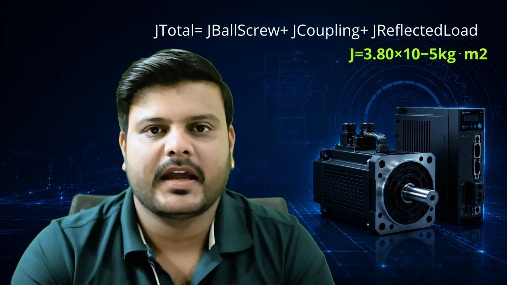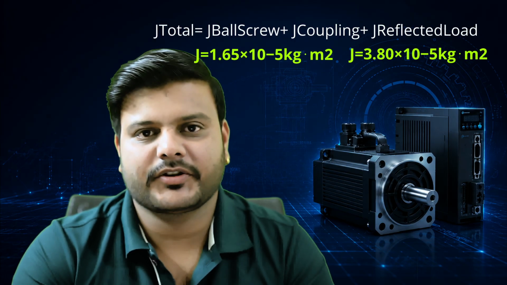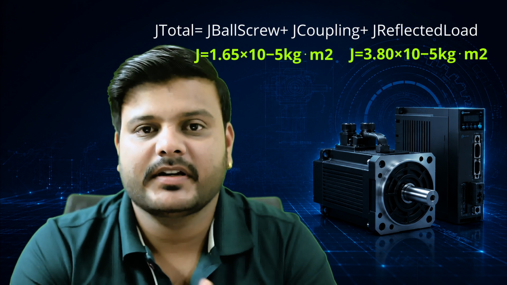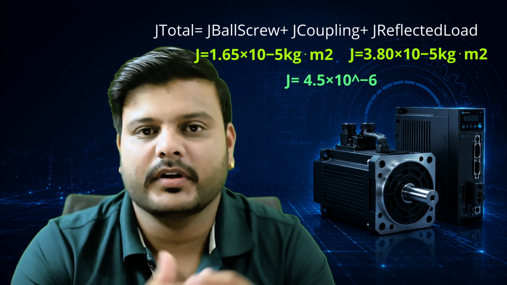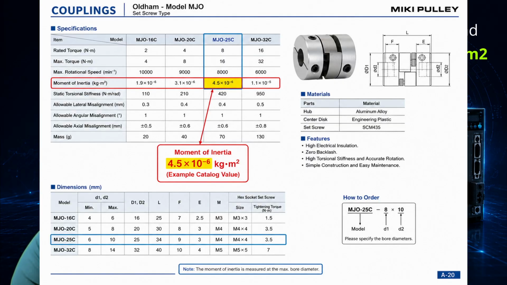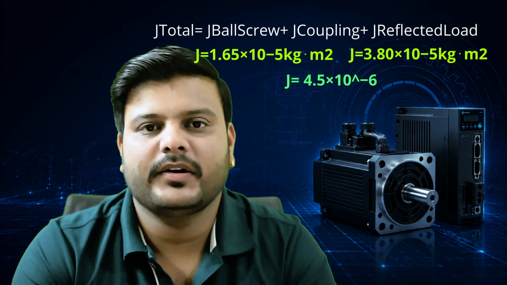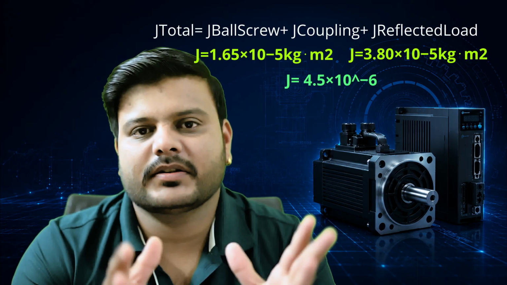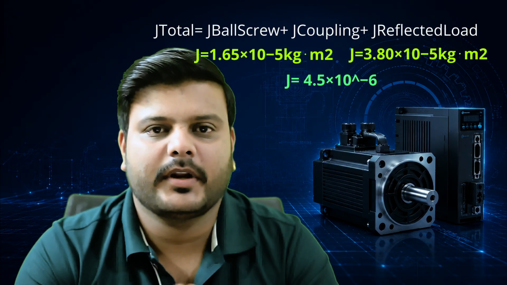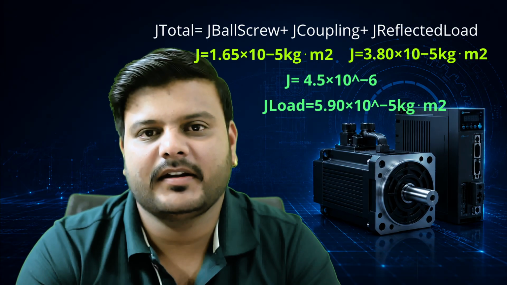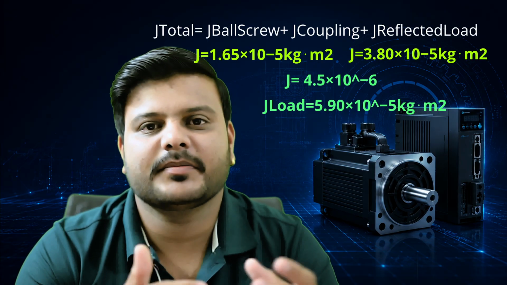We have two values and we don't know the coupling inertia. The coupling inertia is selected from the manufacturer's catalog, and we are considering a coupling inertia of 4.5 into 10 raised to minus 6 for our design calculations. This value we have not assumed. This value comes from the manufacturer's catalog. So substitute the values in the formula. We know the ball screw inertia is 1.65 into 10 raised to minus 5. So we get a total inertia of 5.90 into 10 raised to minus 5 kg meter square.